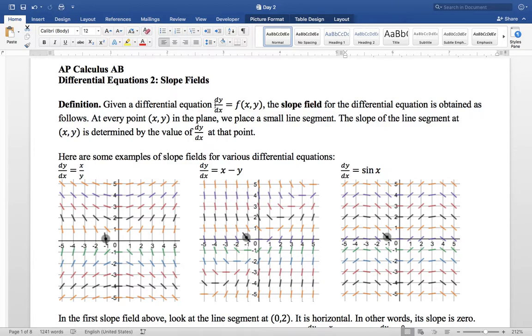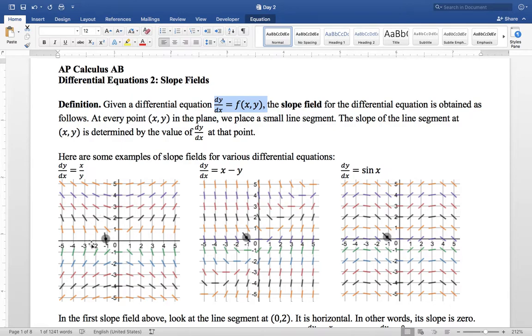Given a differential equation, which let's recall is just an equation involving a derivative, given a differential equation dy/dx equals f(x, y), the slope field for the differential equation is obtained as follows. At every point (x, y) in the plane, we place a small line segment. The slope of the line segment at the point (x, y) is determined by the value of dy/dx at that point. So I've given you 3 examples here, and let's take a look at each of them and try to understand how this picture comes from this differential equation.